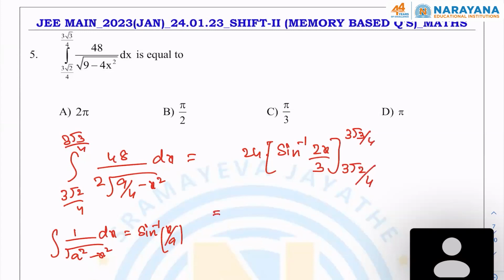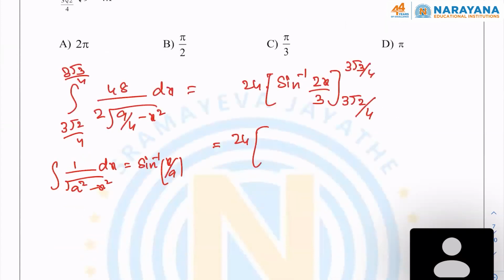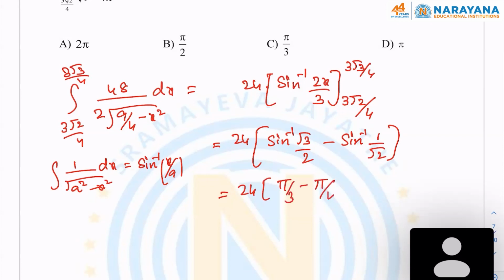So this is equal to 24 into sine inverse 2 into, in place of x you substitute 3 root 3 by 4. So what we are getting, sine inverse root 3 by 2 minus sine inverse, in place of x you substitute 3 root 2 by 4. So we are getting sine inverse 1 by root 2. So this is equal to 24 into pi by 3 minus pi by 4. So 24 into pi by 12, which is equal to 2 pi. So the answer is 2 pi.